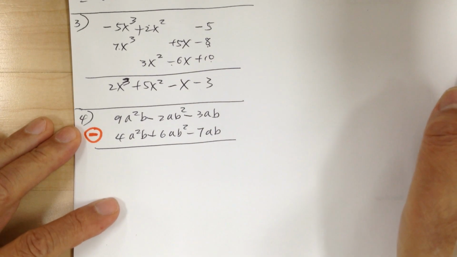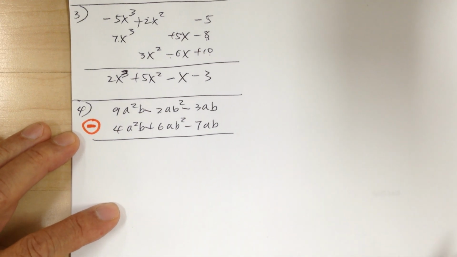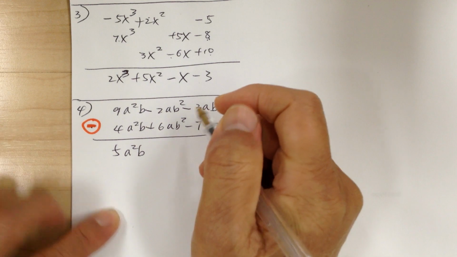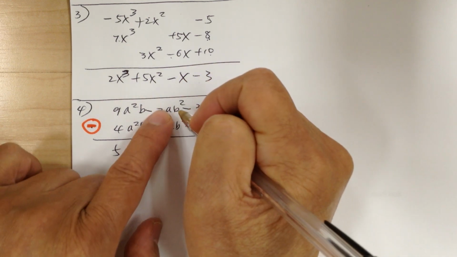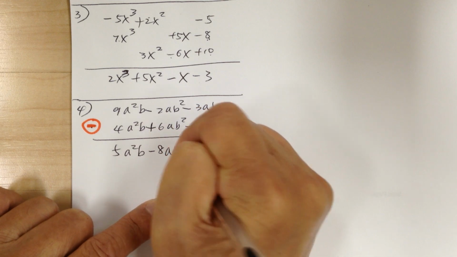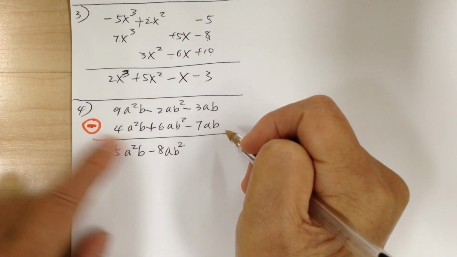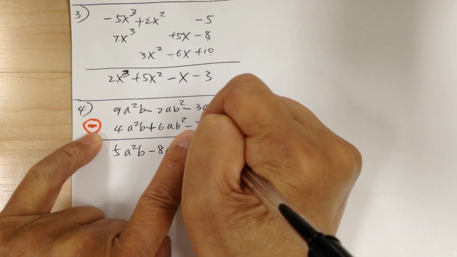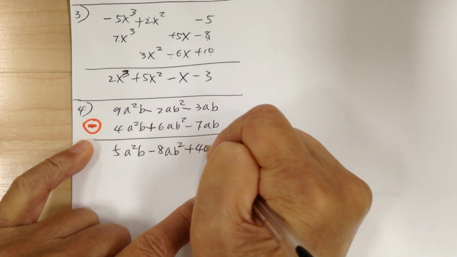Okay, so you do the coefficients. So 9 minus 4 will give me 5. Then this is where you have to start to be careful. -2 minus 6 will give you -8. -3 minus -7, this becomes plus. So -3 plus 7 will become +4.